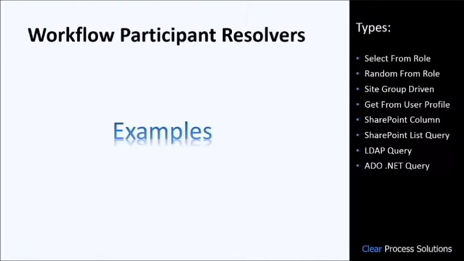So with that quick overview, these are the types of swim lanes or participant resolvers that we're going to give examples of today. We're going to talk about each one of them: the use case for it, some of the information around it. We'll cover some demos. As you can see, there's a lot of different ways of resolving participants. We have select from role, random from role, all the way down to ADO.NET query and LDAP query, where we're going to actually query a data structure.